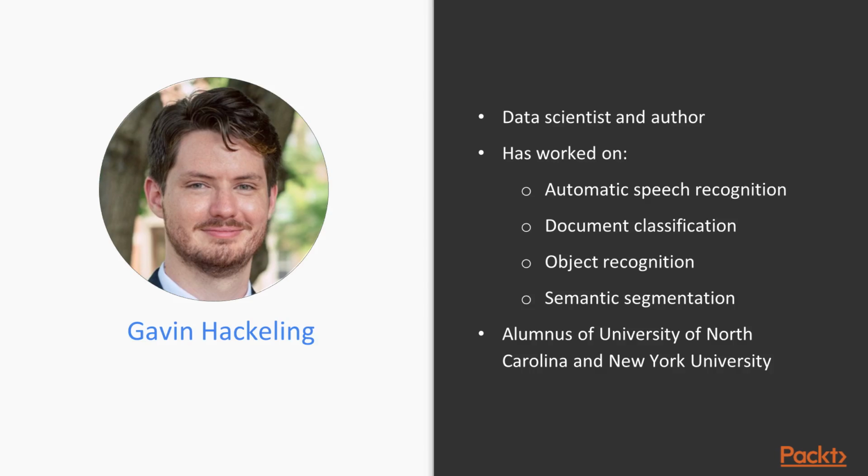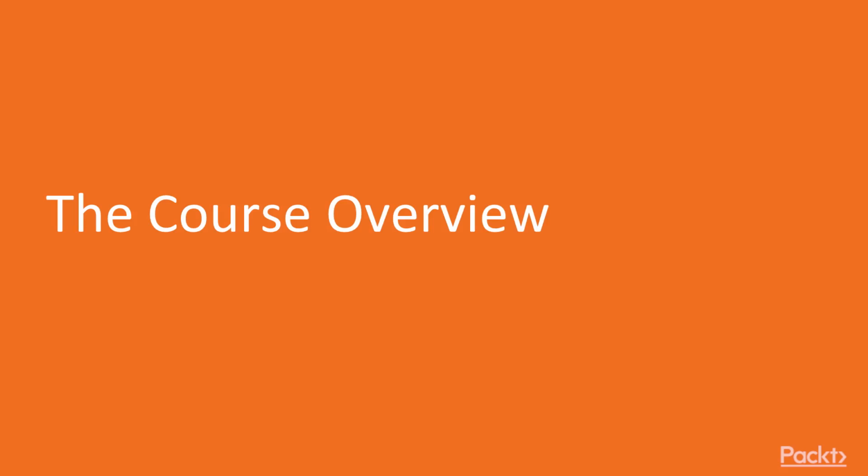Gavin Hackerling is a data scientist and author. He's worked on a variety of machine learning problems, including automatic speech recognition, document classification, object recognition, and semantic segmentation. An alumnus of the University of North Carolina and New York University, he lives in Brooklyn with his wife and cat. Let's start with the course overview now.